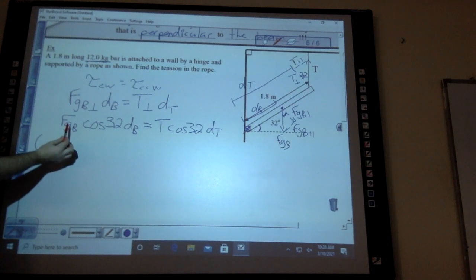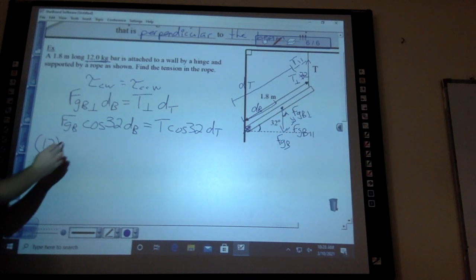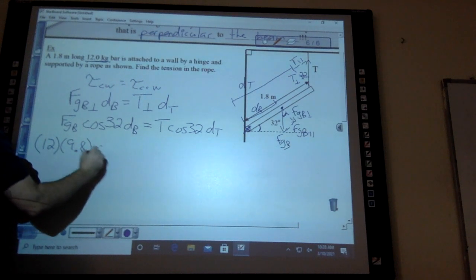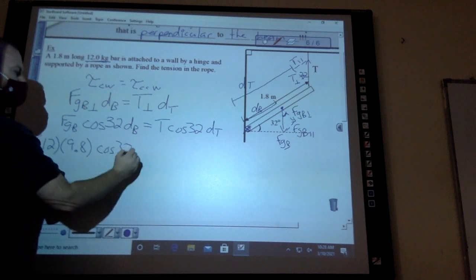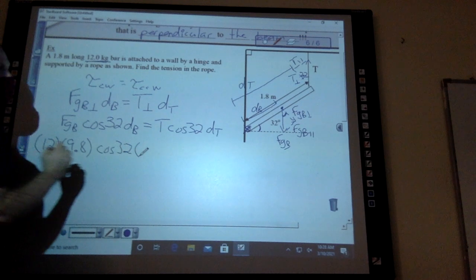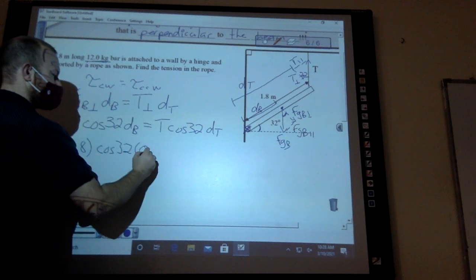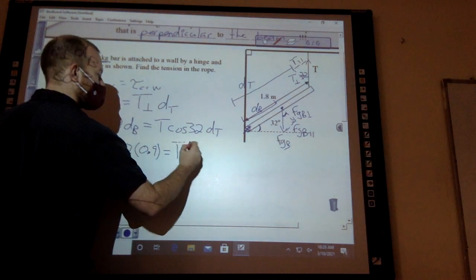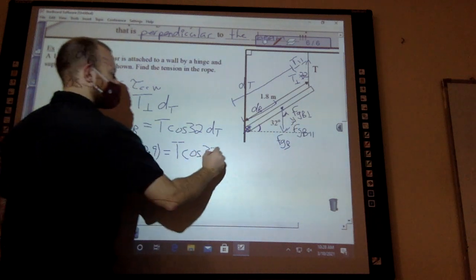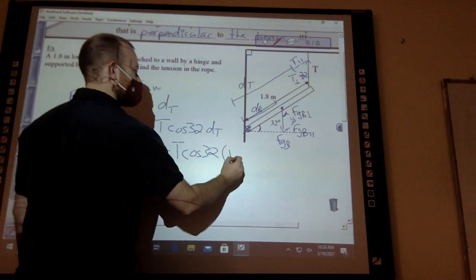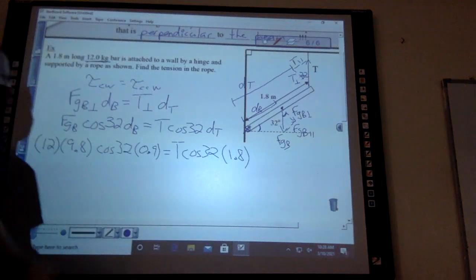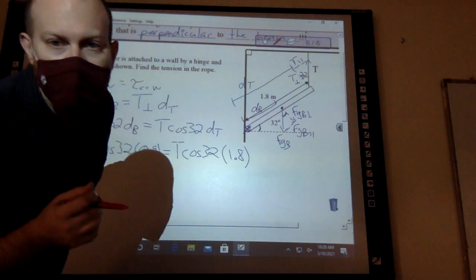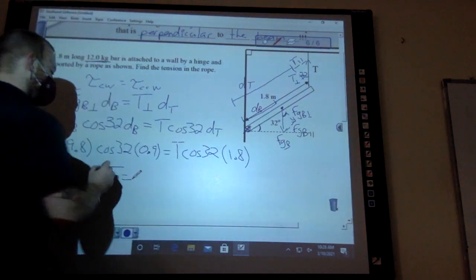So F_GB is just 12, which is the mass, times 9.8, because we're assuming we're on the Earth. Cos 32 times d_B, which is half the beam, so 0.9, equals tension cos 32 times the full distance, 1.8, and then solve for T. 58.8.